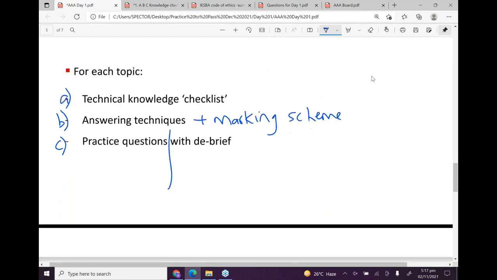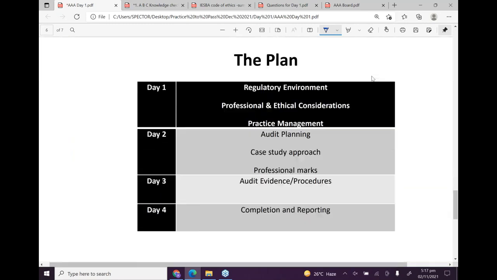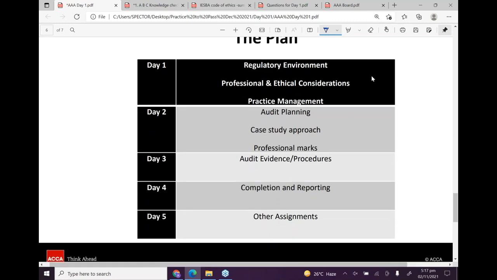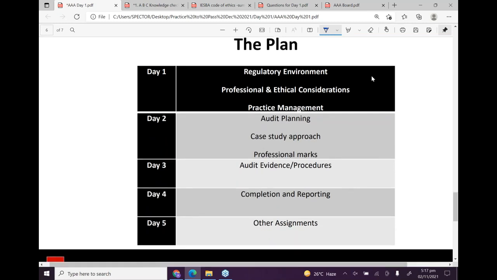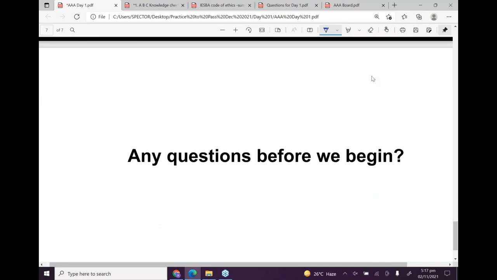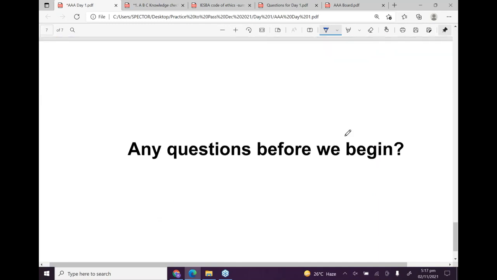So keeping all of this in mind, this is the plan, and you can see this. I got this handout uploaded in the handout section as well. Today we're focusing on sections A, B, and C, and I'm going to open up the chat box, see if you have any questions at all.